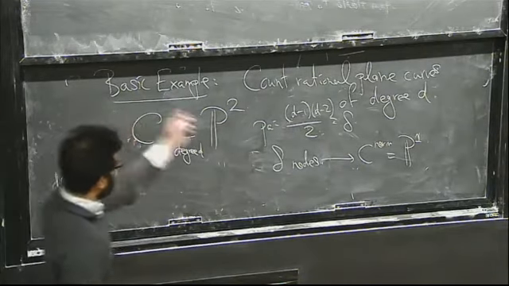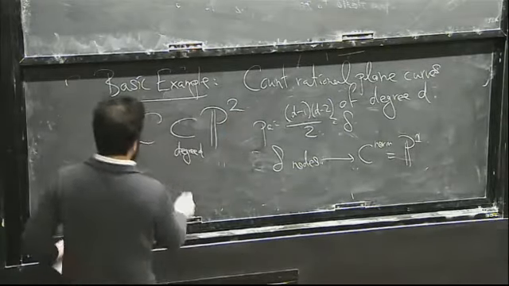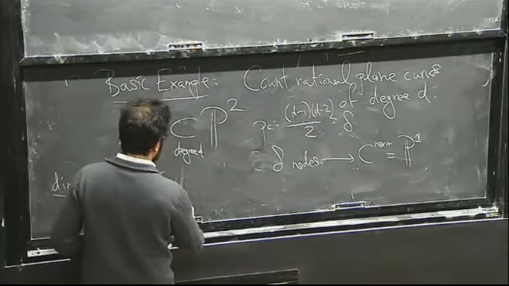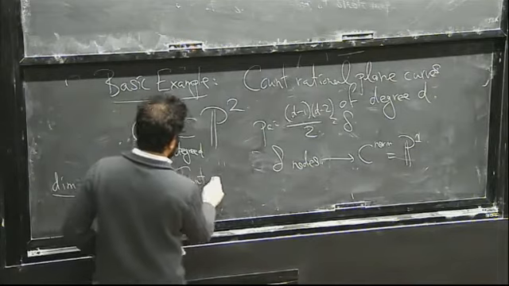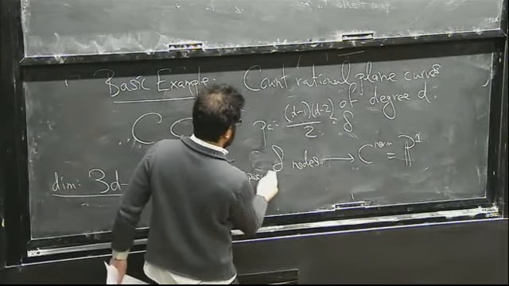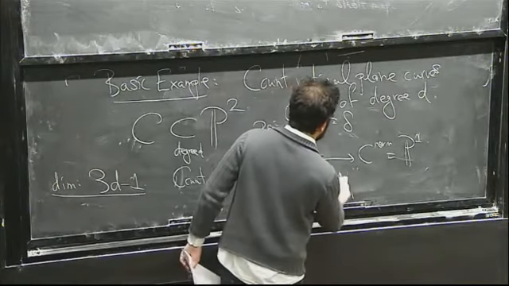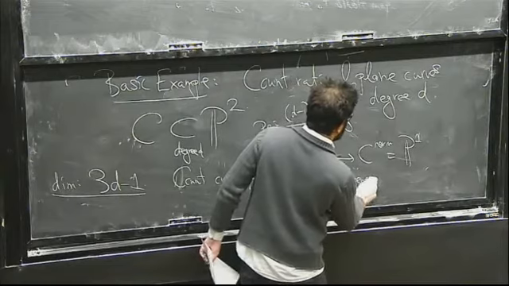And so if I really want to count them, I want to count rational plane curves that pass through some number of points. So I can count these curves that pass through 3d minus 1 generically chosen points.